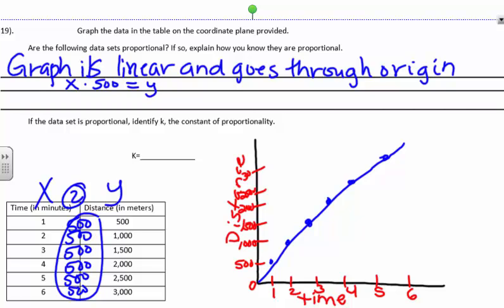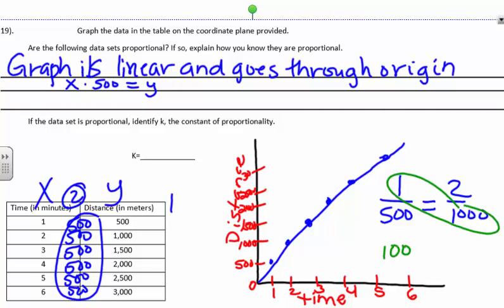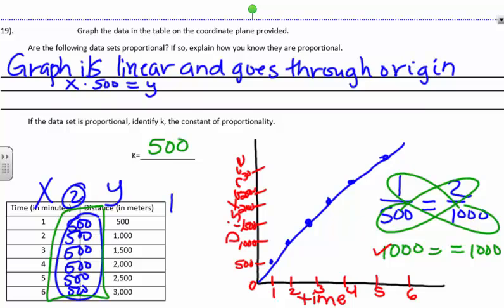And then our third reason is if we were to do a proportion, let's say I do 1 over 500 equals 2 over 1,000. If I do the cross product of these two, 1 times 1,000 gives us 1,000, and 500 times 2 gives us 1,000. So therefore that checks out. It is proportional. And our constant of proportionality, again, comes from the relationship between x and y. We multiply by 500, so the answer is 500.